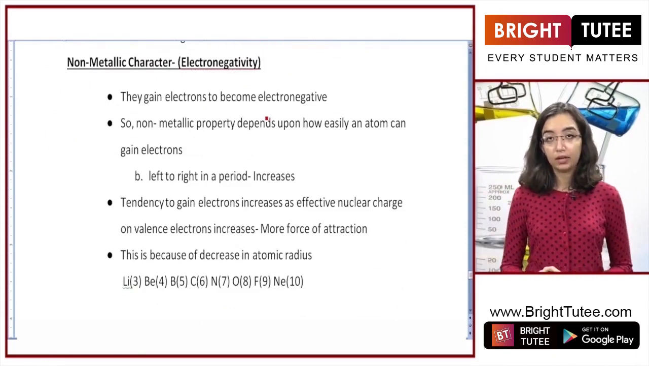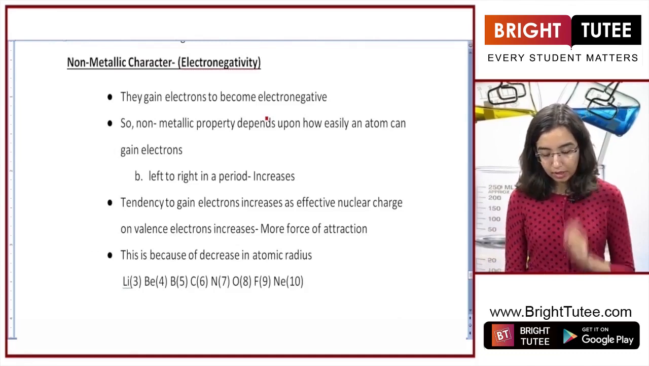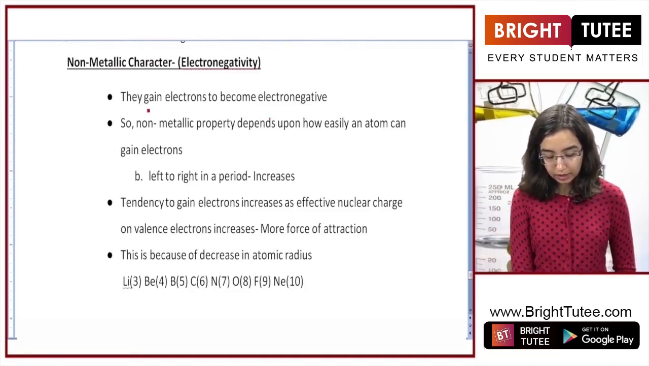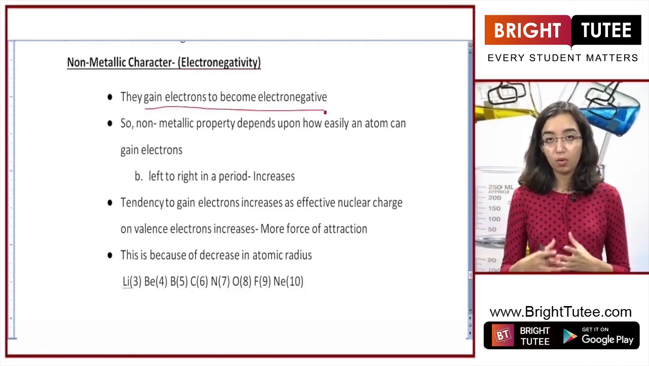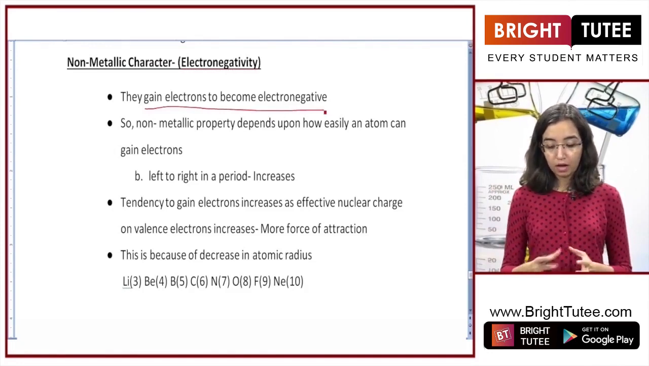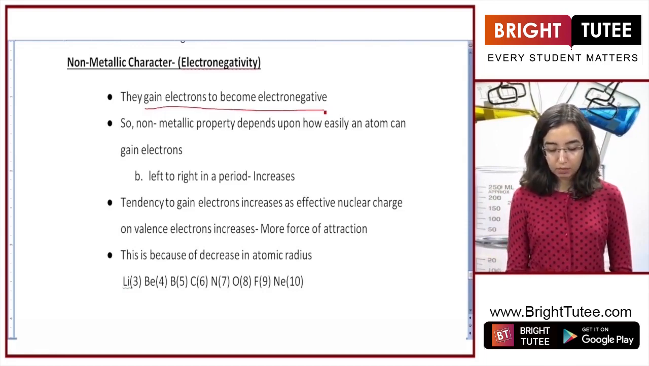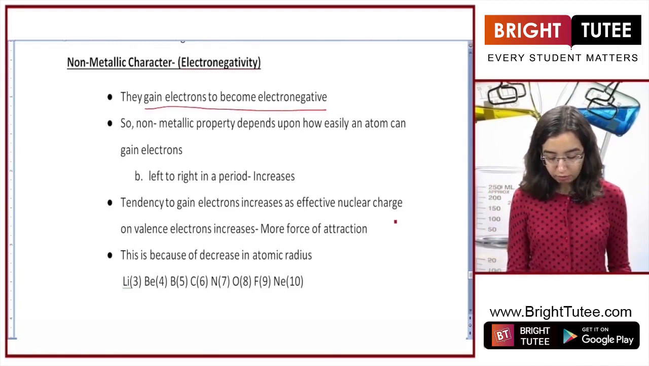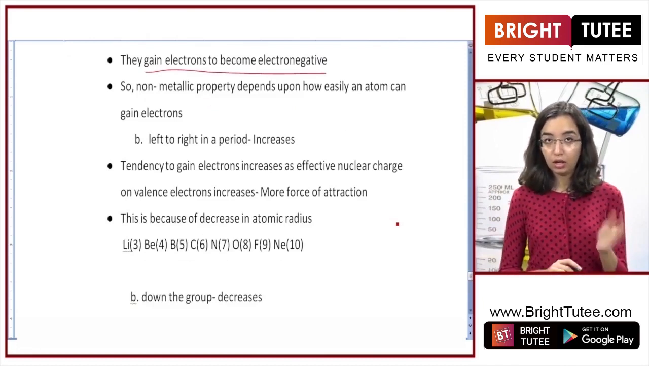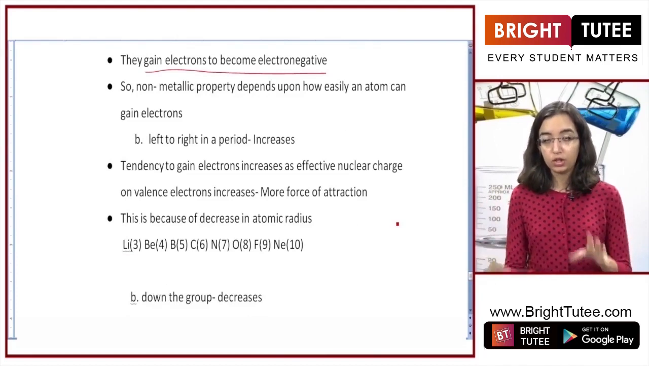Now the non-metallic character, which is electronegativity, would work in the opposite way. Non-metallic character depends on an atom's or an element's ability to gain electrons to become electronegative. So the more easily it can gain an electron to become electronegative, the more non-metallic it is. Non-metallic property depends upon the ease with which it can gain an electron. So when we go from left to right in a period, as you've seen, the left side is full of metals and the right side is full of non-metals. So even by just observing the trend, you can see that it would increase.